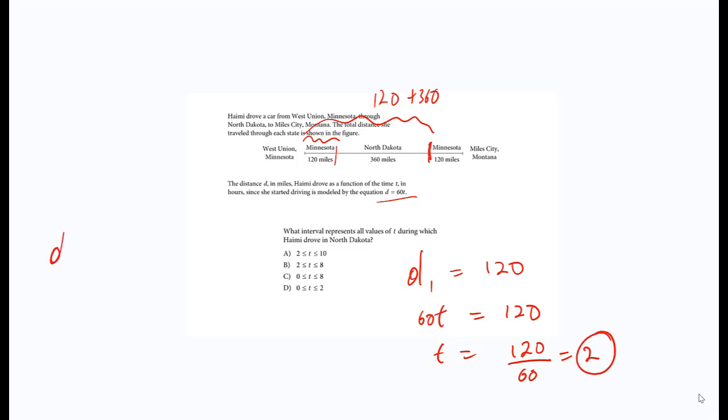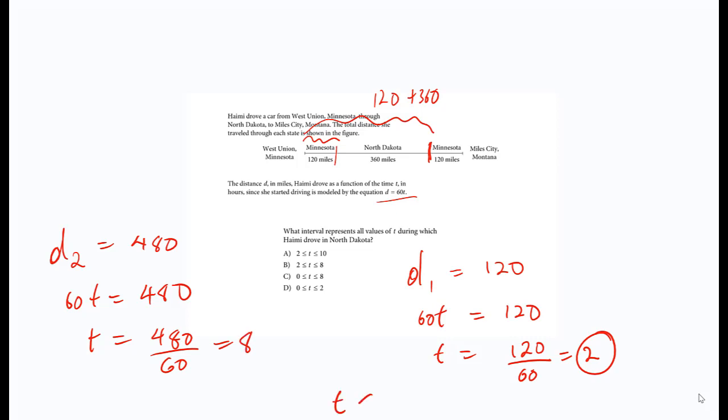Now, if I use D2 as the distance I traveled as I'm about to leave North Dakota, this is simply 360 plus 120, which is 480. So again, 60t equals 480. If I divide 480 by 60, my result is simply 8. So t, in terms of my time, is between 2 and 8. As a result, my answer is simply B.